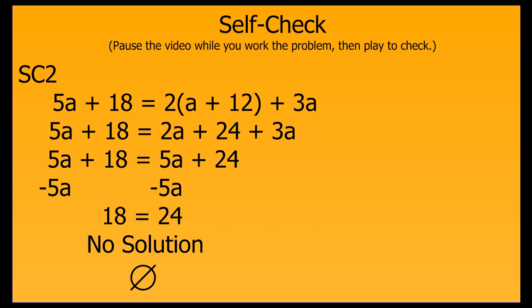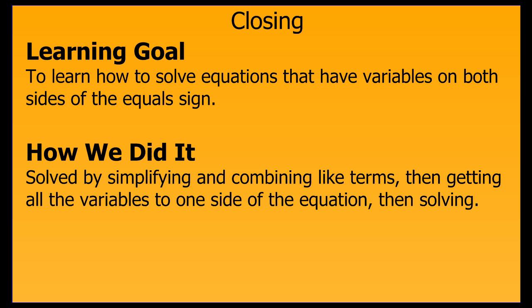Here's the solution and our check. Again, pause the video if you need more time to compare this to your work. In closing, let's review our learning goal. We wanted to learn how to solve equations when we had variables on both sides of the equal sign. We did that by simplifying and combining any like terms on each side of the equation, then getting all the variables to one side of the equation, then solving like we have previously. Remember that you can always go back and replay portions of this video if you need to see it again.